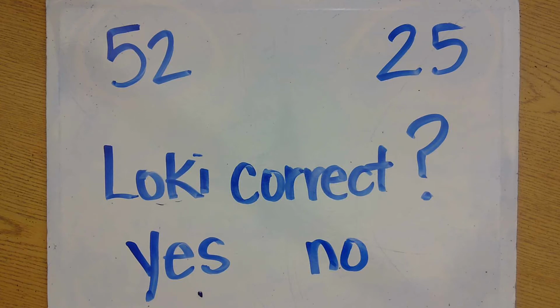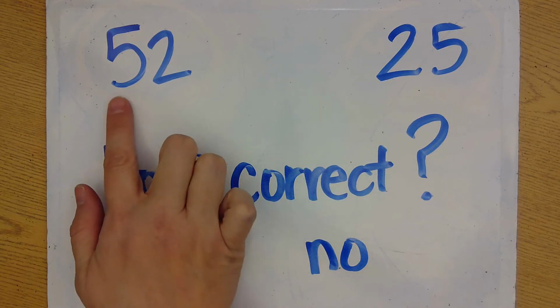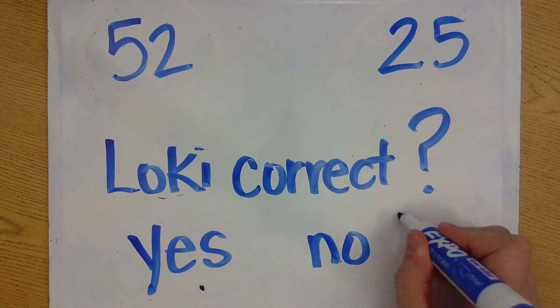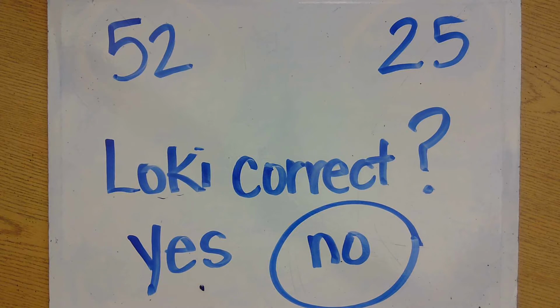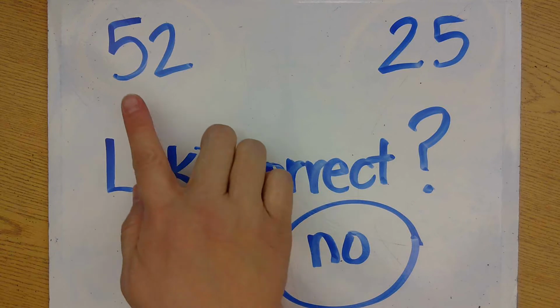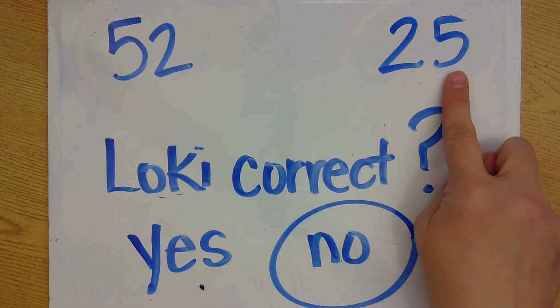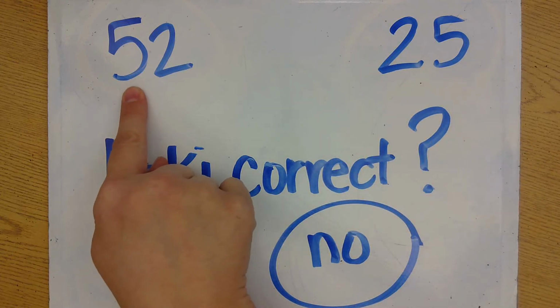So in our math message for today, when Loki said that 5 in 52 was the same thing as 5 in 25, was Loki correct in saying that? No, he was not, because Loki saw that the number was 5, yes, but because the number 5 is in 2 different places, 5 actually means 2 different things. Here in 25, 5 means 5 ones. Here in 52, 5 means 50, 5 tens.